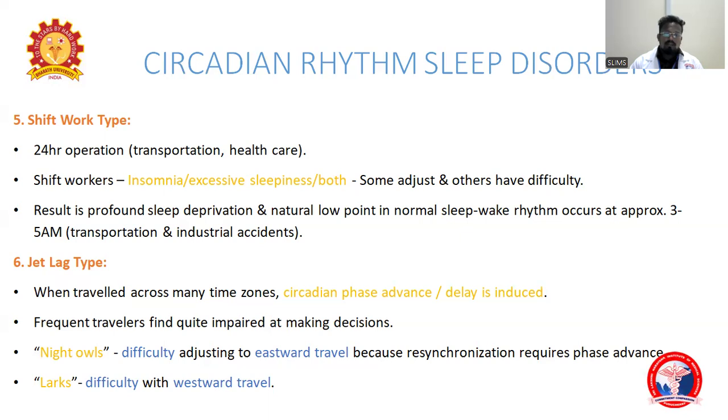Night owls have difficulty adjusting to eastward travel because the desynchronization requires a phase advance. And larks have difficulty with westward travel. So night owls usually have difficulty adjusting with eastward travel, and larks usually have difficulty with westward travel. Okay.